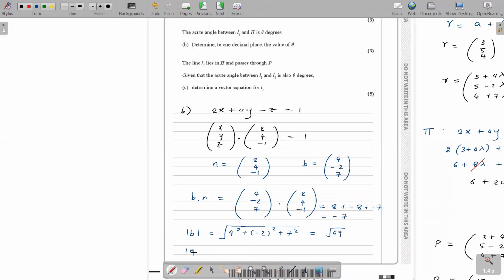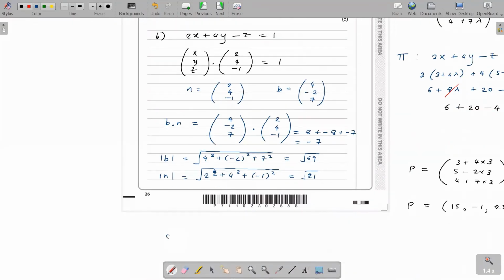How much is modulus n? Root of 2 squared plus 4 squared plus minus 1 squared. How much is this? Root 21. Okay, now we are ready. We'll input the values. Sine theta equals b dot n, which is minus 7, over modulus b, which is root 69, times modulus n, which is root 21.